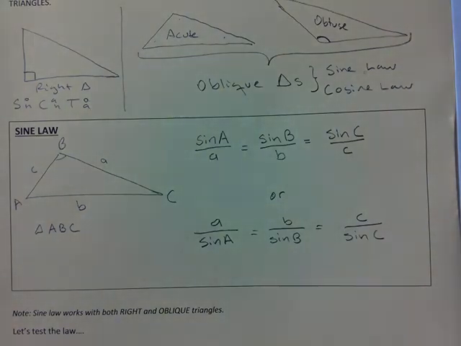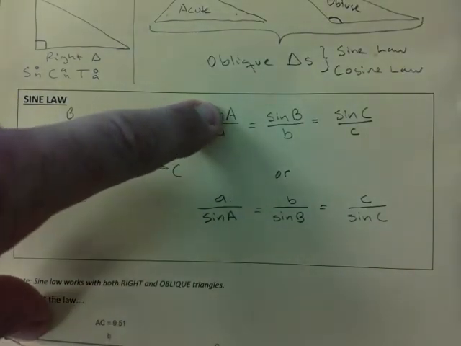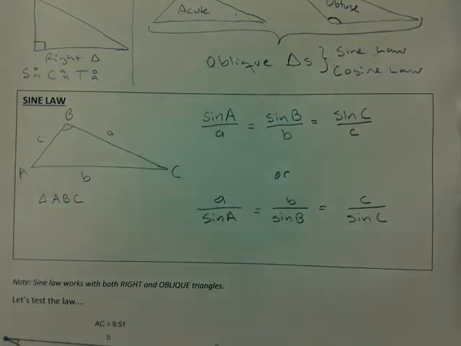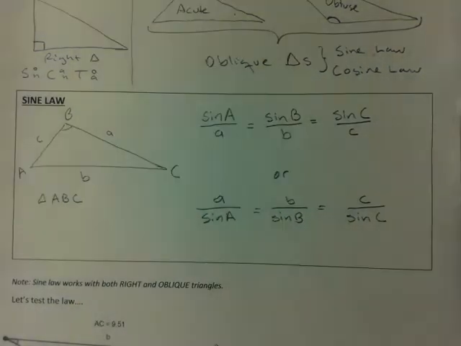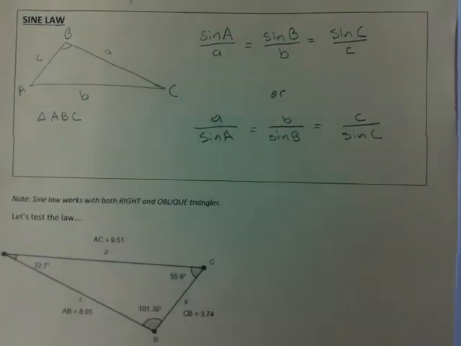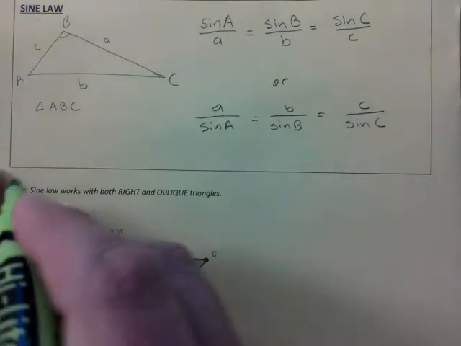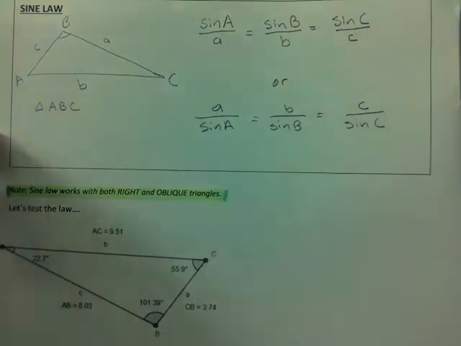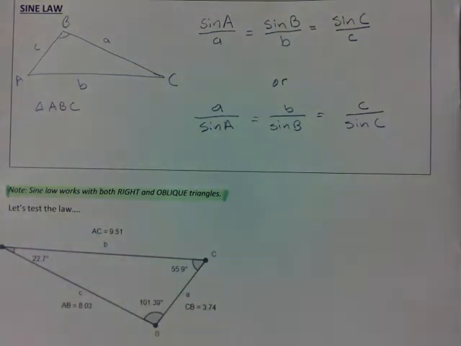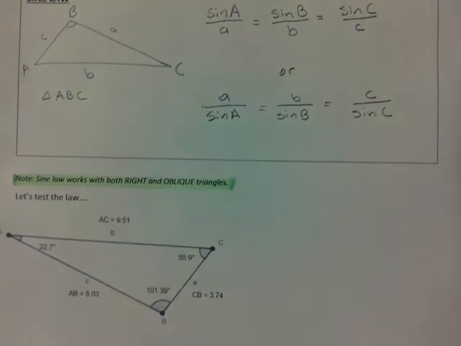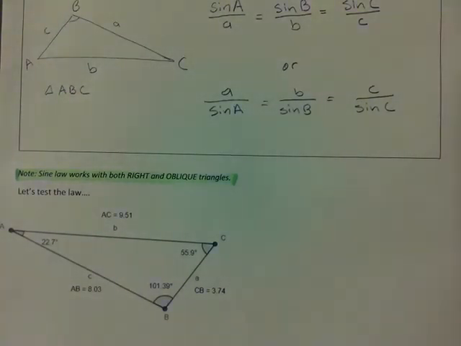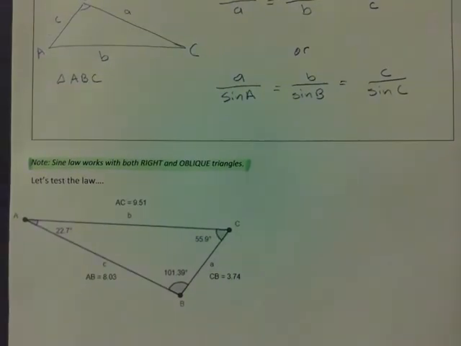And notice that the angles are always attached to sine. Okay, you can't just have an angle show up on its own. You can't just say angle A over a. That doesn't work, right? Sine is attached to it, okay? Let's keep going. Note that sine law works with both right and oblique triangles, and that's worth highlighting. Some students don't think so. It still works. Yeah, have a couple of highlighters. Might come in handy.